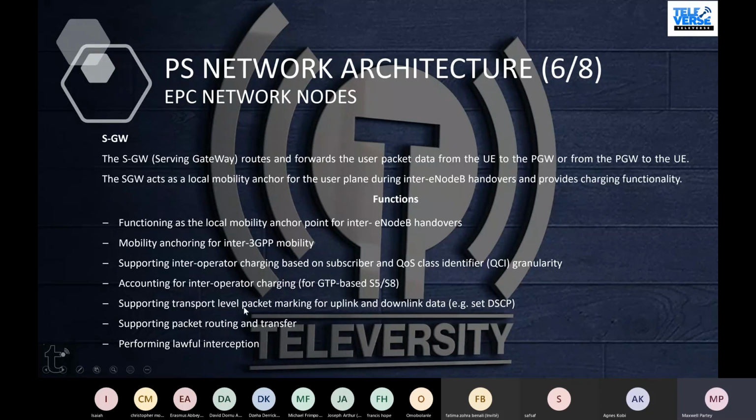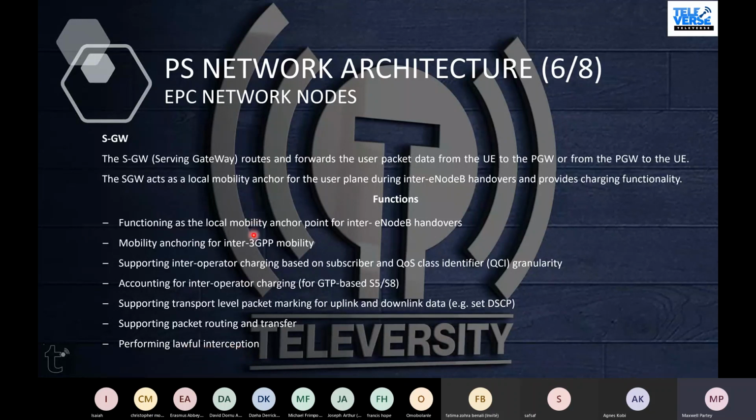Then supporting transport level packet marking for uplink and downlink. I mean, set the DSCP for QoS. Then support packet routing and transfer, and performing lawful interception. Okay, so as I told you, the SGSN has that functionality whereby you can intercept traffic. You can know what is being sent to and from a subscriber, to be able to pick up very sensitive security related information. Okay, so this aspect is being handled by the governmental agencies, which I already mentioned.